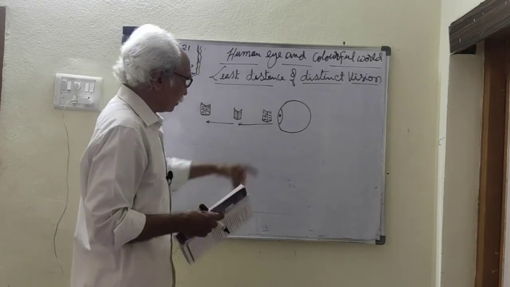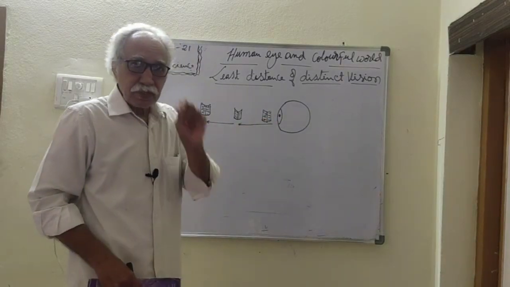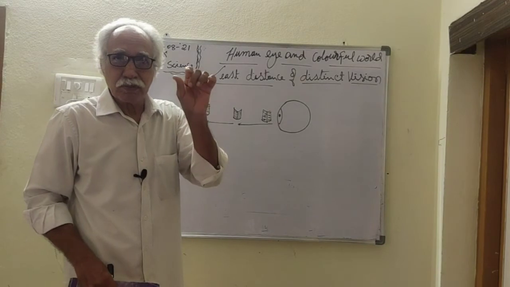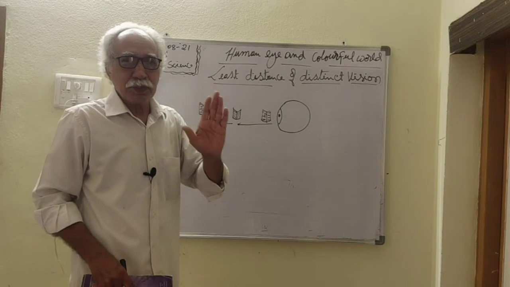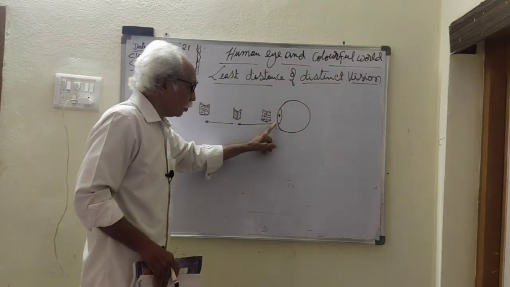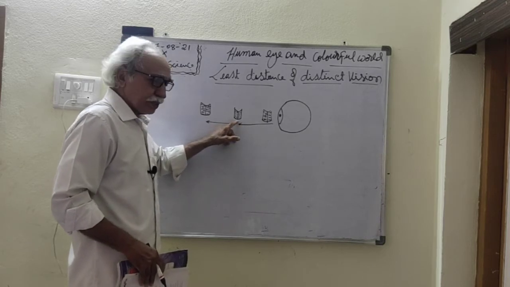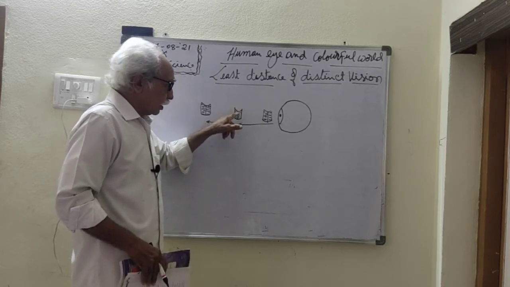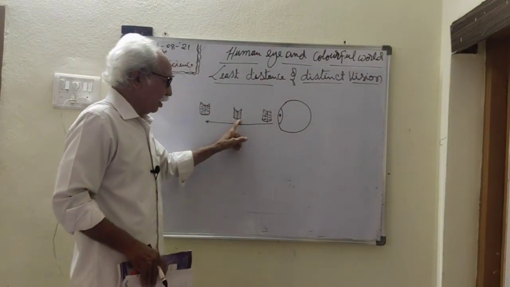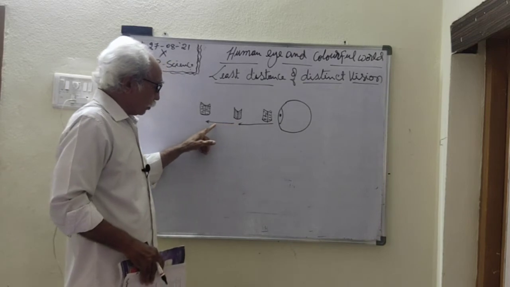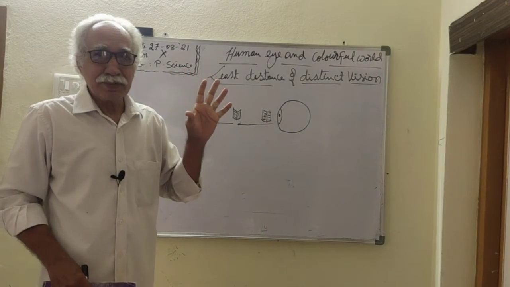Now observe this one. When the booklet is very near to the eye, the letters in the booklet are visible in a blurred state, means not clearly visible. Now when we move this book away from the eye gradually, at a particular distance, the letters are visible clear and bright. Again when you move this book some more distance, the letters become blurred.